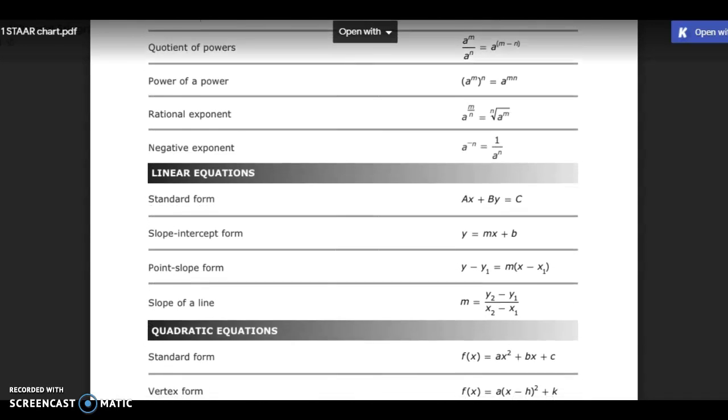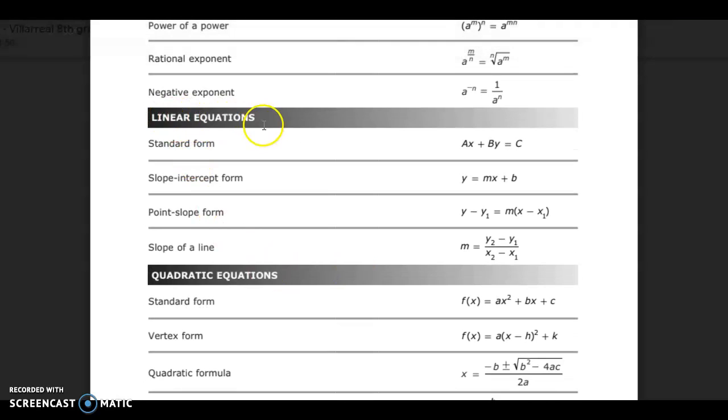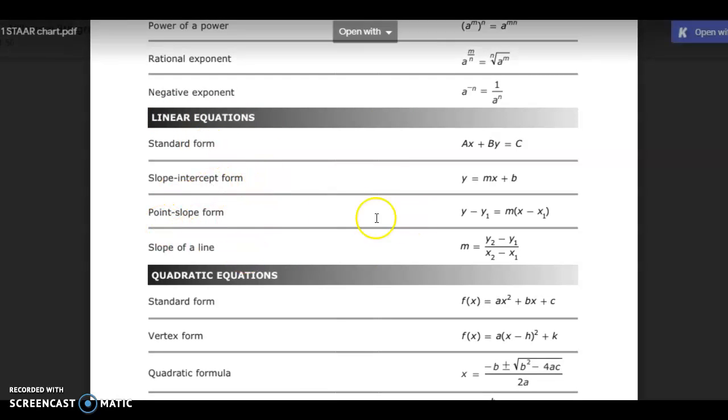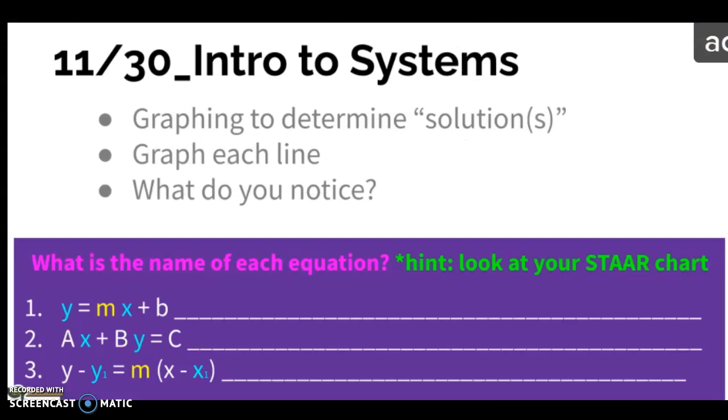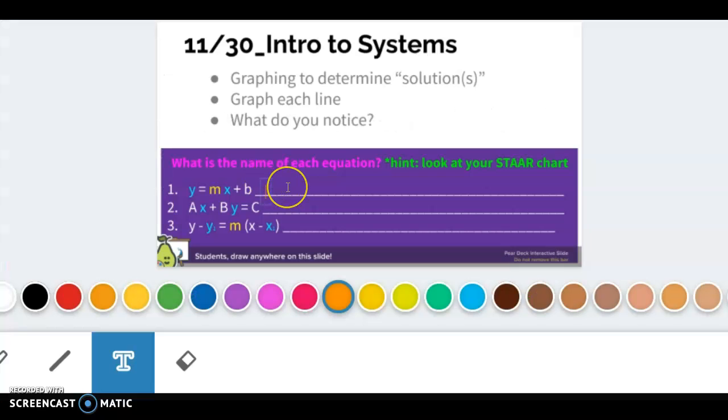If you look in the section that says linear equations, you will have the different types of equations. I want you to give me the name of each of the ones on the Pear Deck. Go ahead and press pause. Try to get the names of those, and then you can come back and check your work. The name of the first one is slope intercept, because if you notice, I put the M right there that's yellow. There's an M, that is your slope. The plus B is your intercept.